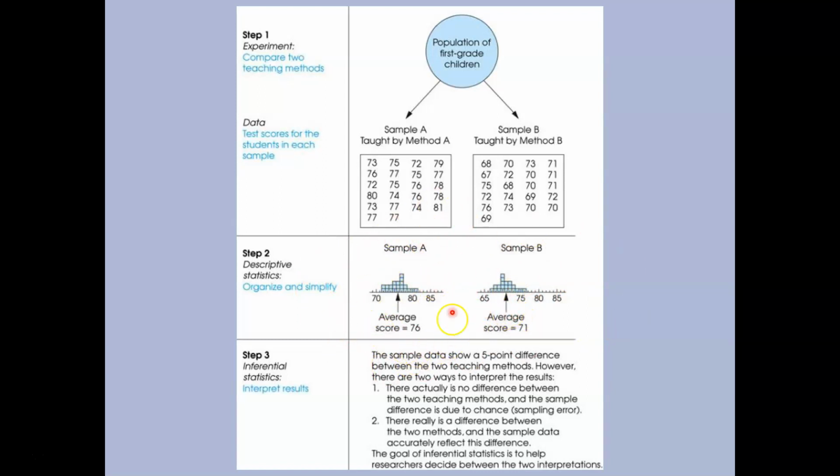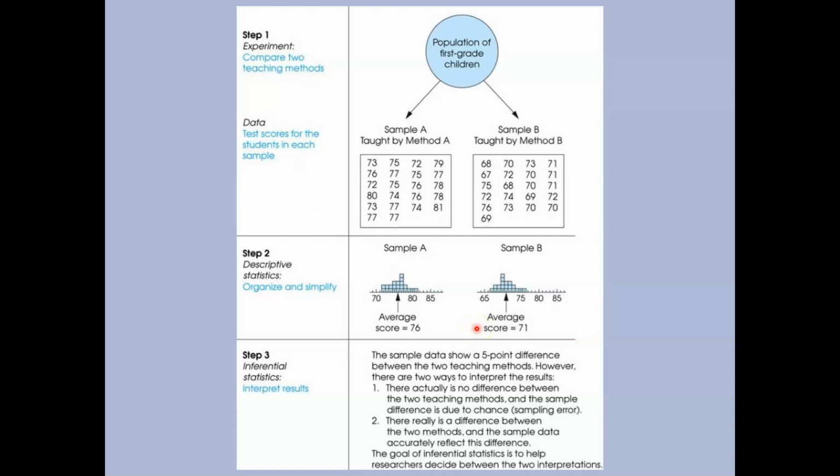Although sample A has an average of 76 and sample B an average of 71, the spread of the data is more or less similar. In sample A, the actual scores of these first graders range from slightly over 70 to slightly over 80. And in sample B, it's somewhere between 65 and 75.